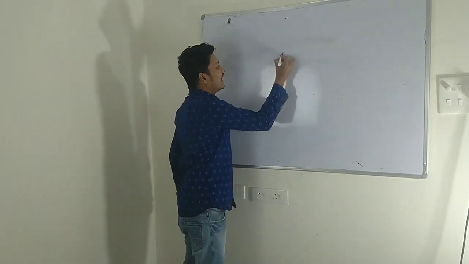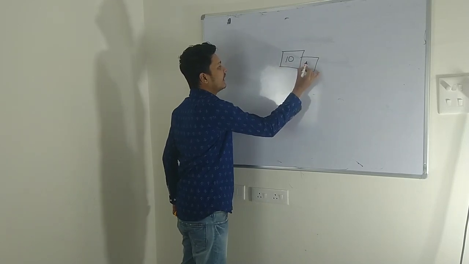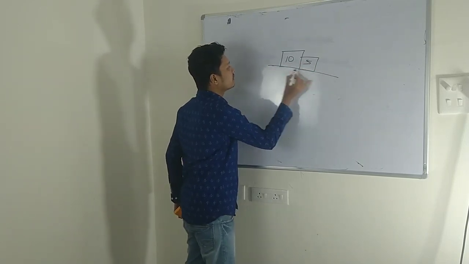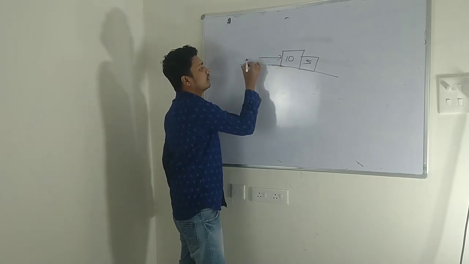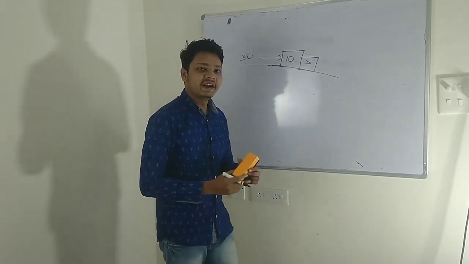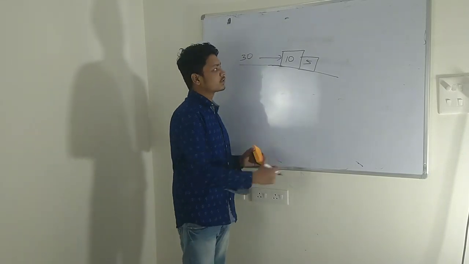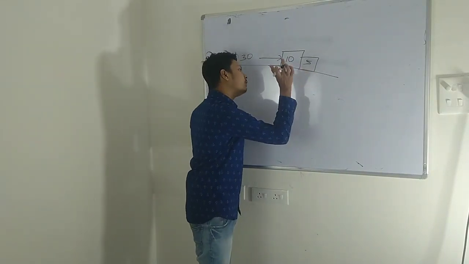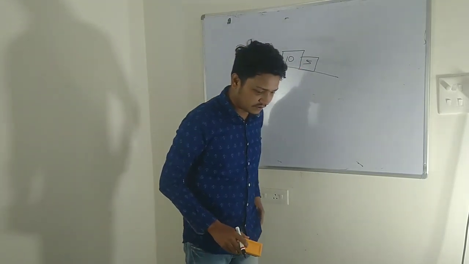Let's say I have two different objects, 10 and 5 kg. Let me apply some force of 30 Newton. And I am asking you right now, what is the normal force acting on the 5 kg due to the 10 kg, or the normal force acting on the 10 kg due to the 5 kg?